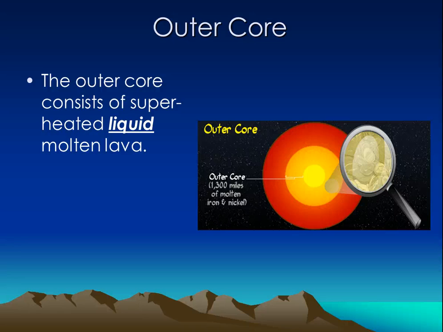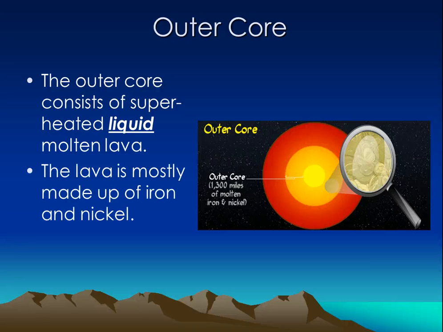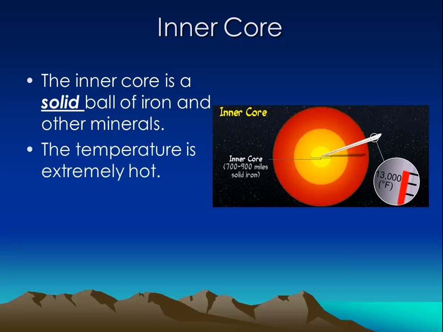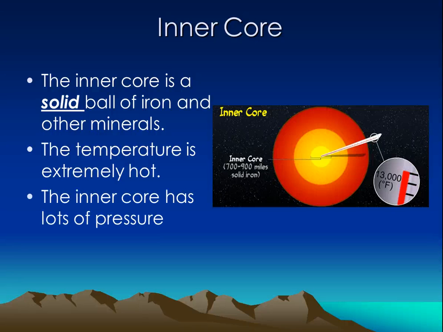The outer core consists of superheated liquid molten lava. Notice how I have liquid emphasized there. And the lava is made mostly of iron and nickel. The inner core, on the other hand, is a solid ball of iron and other minerals. So how are they different? The outer core is liquid, the inner core is solid. And the temperature is extremely hot. You can see there about 13,000 degrees Fahrenheit. And there's a lot of pressure because all the other layers of Earth are stacked on top of it, creating a lot of pressure.